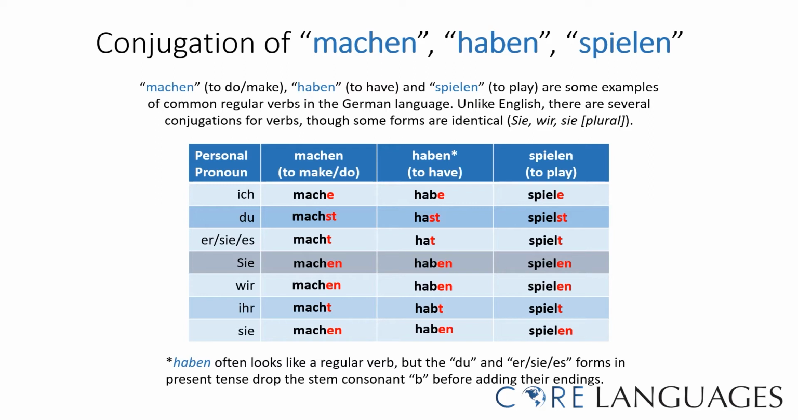Haben often looks like a regular verb, but the du and the er, sie, es forms in the present tense drop the stem consonant before adding their endings. This makes it a little easier to pronounce.